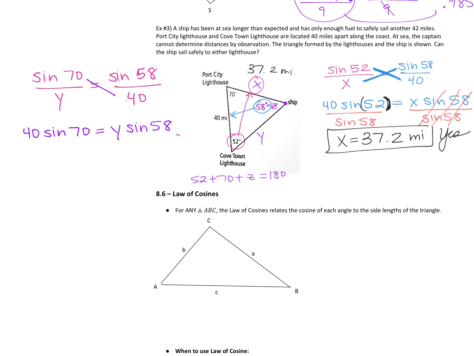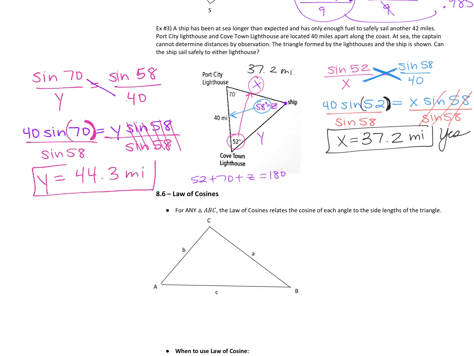And then from here, we want to isolate the y, so divide by sine 58 and divide by sine 58. So this is gone. Don't forget your parenthesis right here. Plug that in. 40 sine 70 divided by sine 58. And y comes out to what? 44.3 miles. Okay. So can he make it to the Cove Town Lighthouse? No, he can't. It was 42 miles that he can go, right? That's 44, so he would not make that. Questions on that?